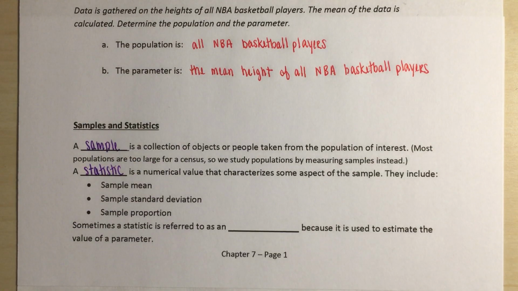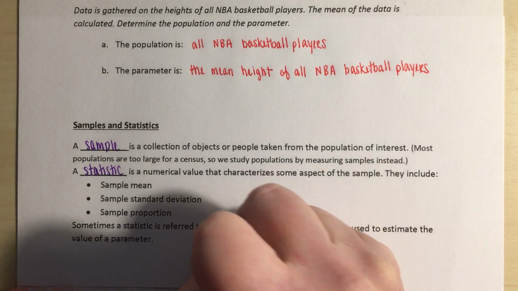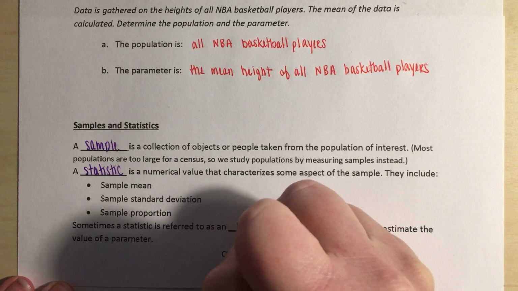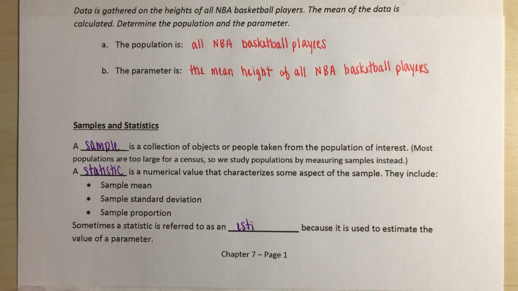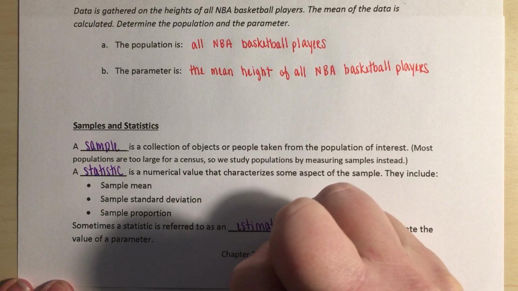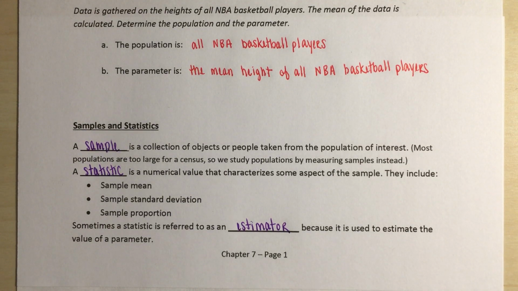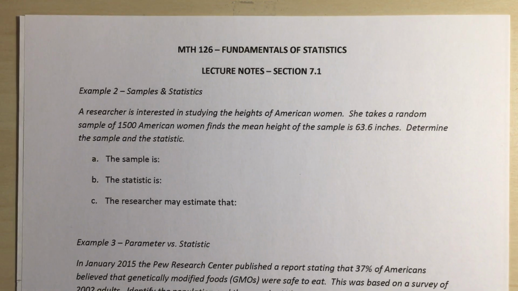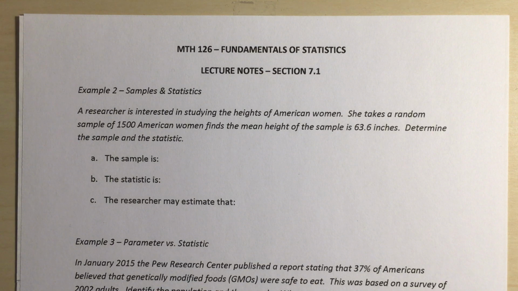A statistic is a numerical value that characterizes some aspect of the sample. They include our sample mean, our sample standard deviation, and our sample proportion. Sometimes we refer to statistics as estimators because they are used to estimate the value of a parameter. So we use our statistics from our samples to estimate our parameters about our populations. Right, so we're going to explore this vocabulary just a little bit more in these next couple of examples.